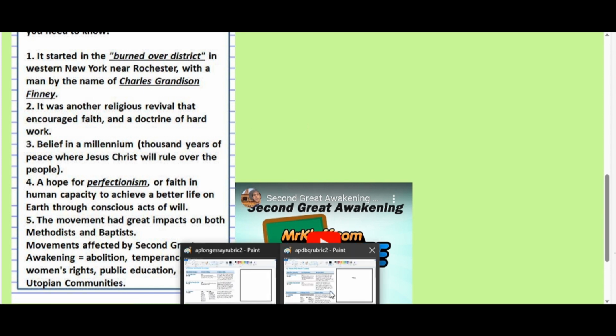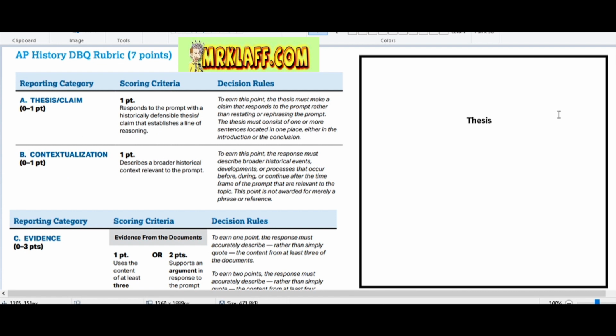You're here for the DBQ rubric, which changed in 2024. That's right, for the 2024 AP exams in AP Euro, AP World, AP US History. It is a new rubric, very similar to the old one, but let's talk about it and get through this quick. So first of all, you need to have a thesis. The thesis is the argument.